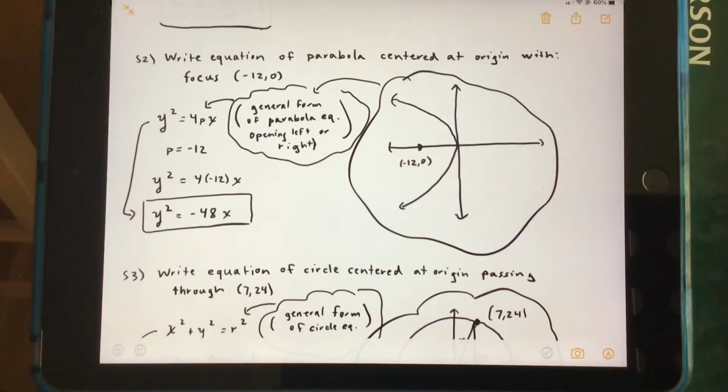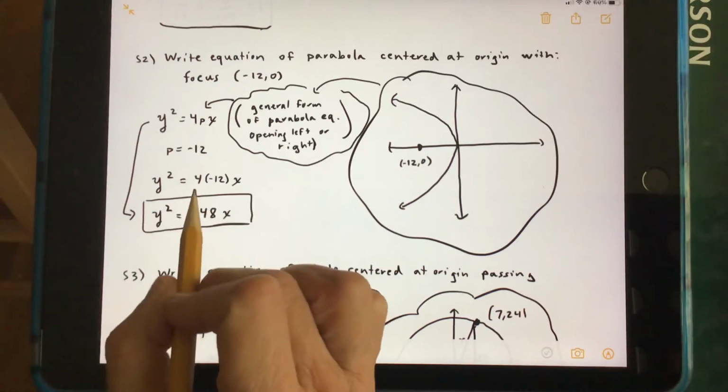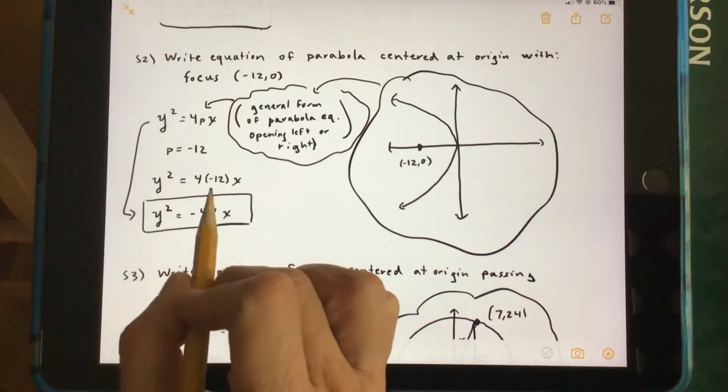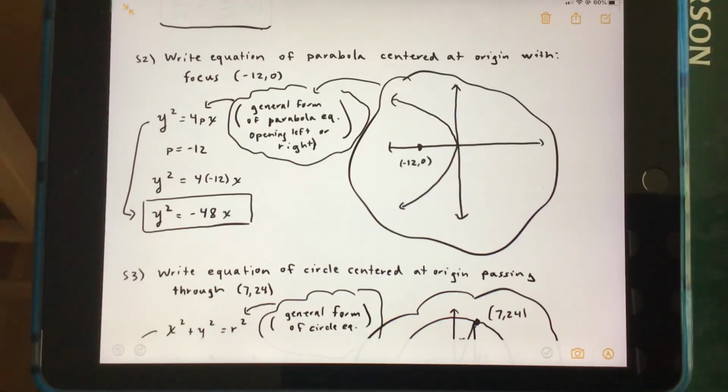And now I'm ready to write the equation. Y squared is equal to 4. The 4 just stays there, and the p then is negative 12. So 4 times negative 12x. So y squared will be equal to negative 48x. And I'm done with sample 2.